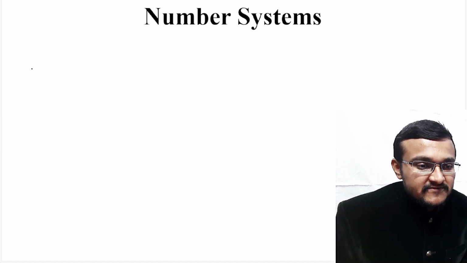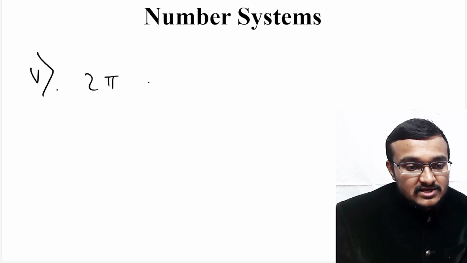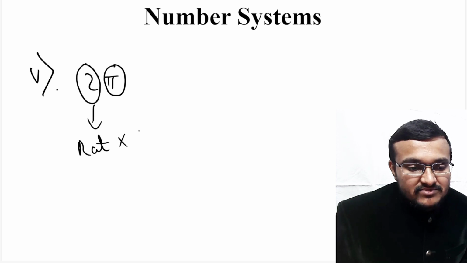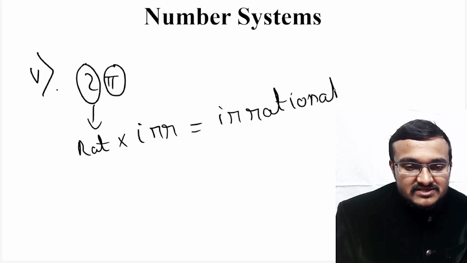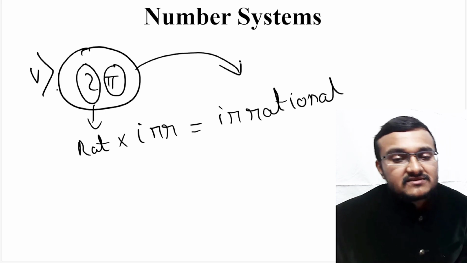So now coming to the fifth question in this particular first question, here they have given 2 pi. So here you can see 2 is a rational number and pi is an irrational number. So a rational number multiplied with an irrational number will always give you an irrational number. So that means here 2 pi is an irrational number.